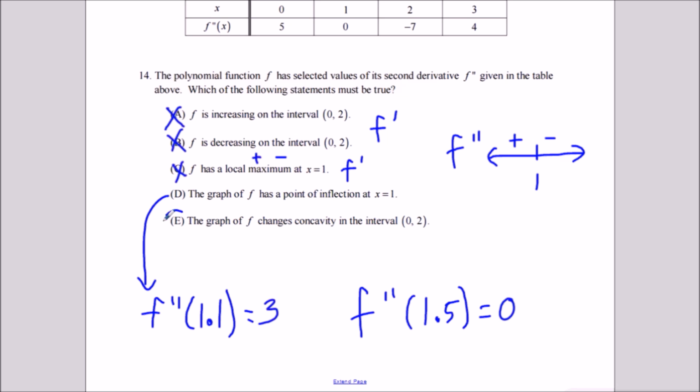But choice E definitely has to be true because if we look at the interval from 0 to 2, we have positive values and we have negative values. And based on the intermediate value theorem, since this is a polynomial function, it's continuous. To get from 5 to -7, we have to pass through all the values in between. So we're going to have some positive values and some negative values, which means there is going to be a sign change in concavity because f double prime will change from positive to negative. But be careful of choice D. It is a very tempting answer choice, but it is a trap.